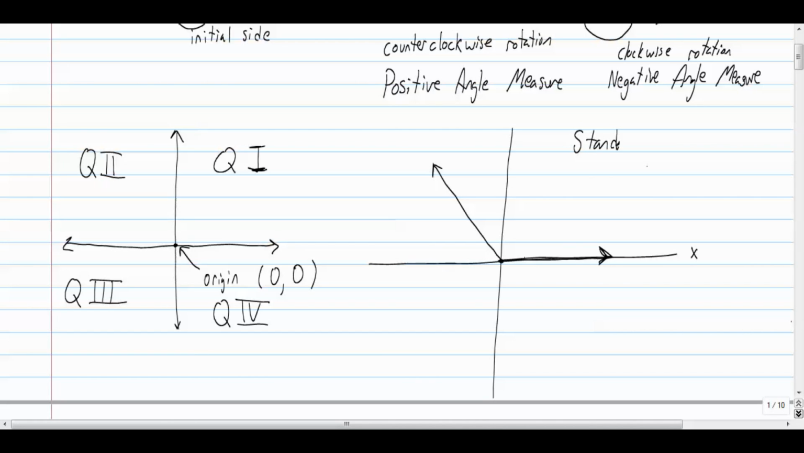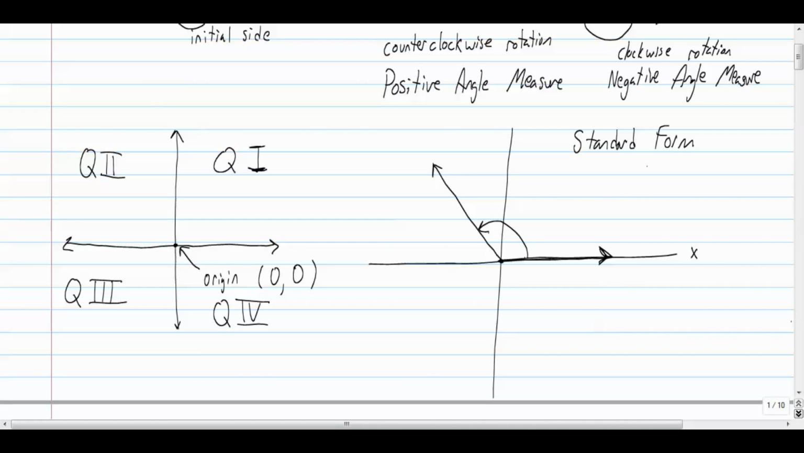So if you are working a problem and it says draw the angle measure in standard form, then that means that our initial side, the first side of our angle measure that we draw, needs to be on the positive x-axis. Now, I'm going to draw an angle measure here. Wherever your terminal side is, you see my terminal side is where I stop my arrow. Wherever that's located, we can say that the angle measure lies in the quadrant where the terminal side is located.